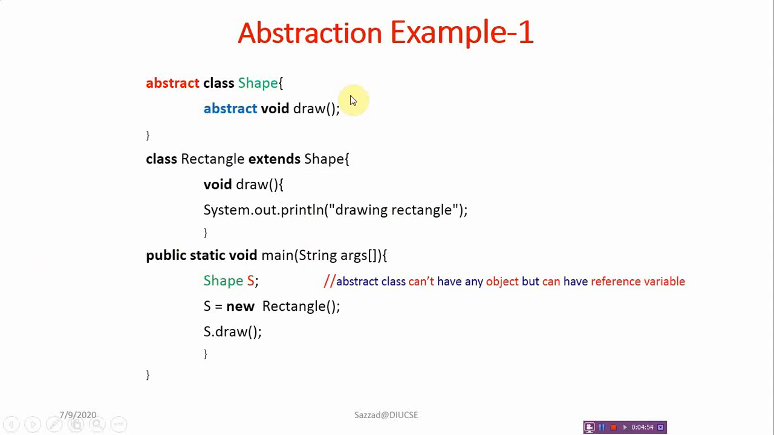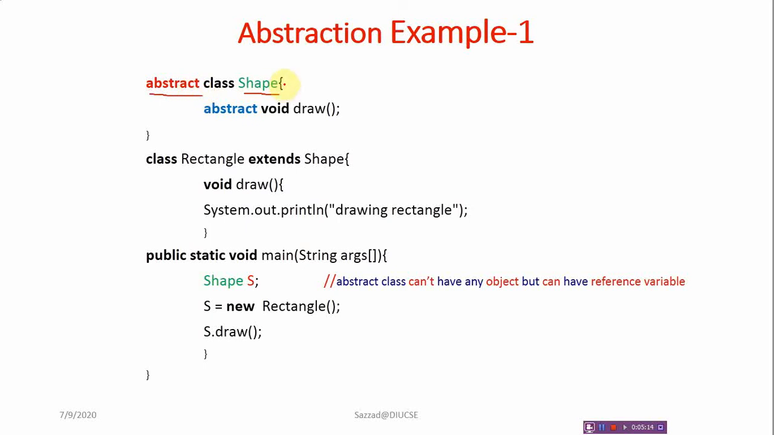Abstraction example 1. First of all, you can see there is a class called Shape, and you can see the class is declared with the abstract keyword.